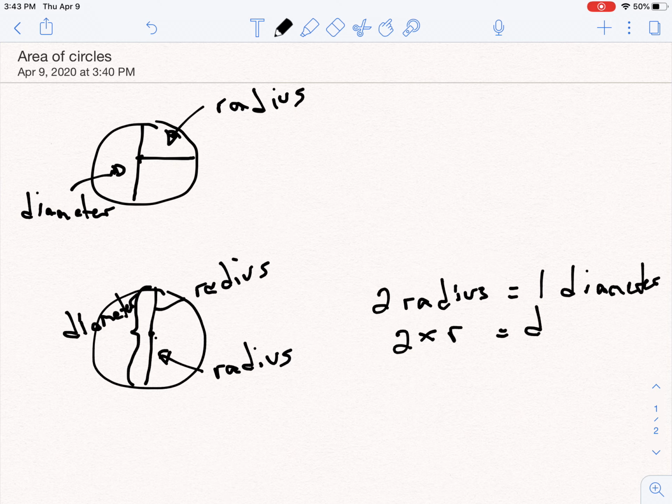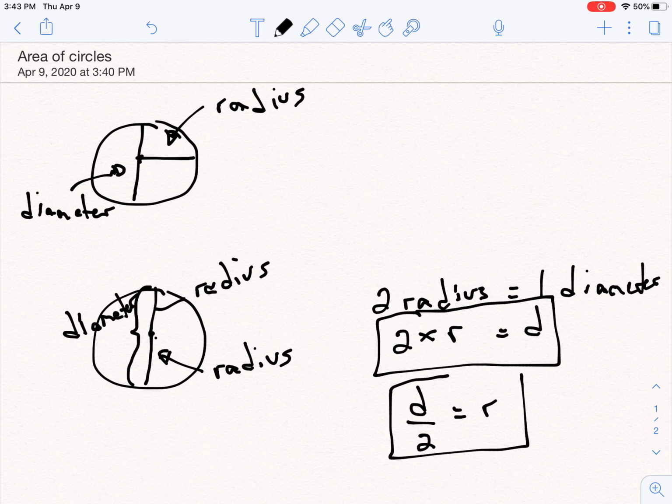And I really wanted you to understand that because now if I give you a radius, I can ask you for things like, well, calculate the diameter. Or if I give you a diameter, I can ask you for the radius. Because if this statement is true, 2 radiuses will be a diameter, then if I take half of a diameter, I will get a radius. So this statement becomes true as well. And those two ideas are really important, kind of how they're connected.